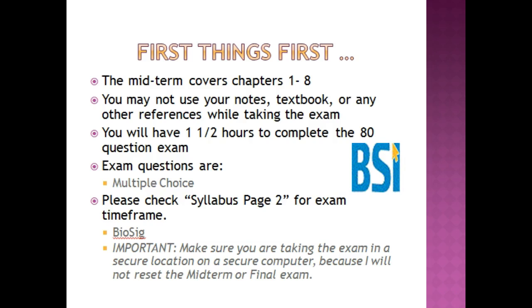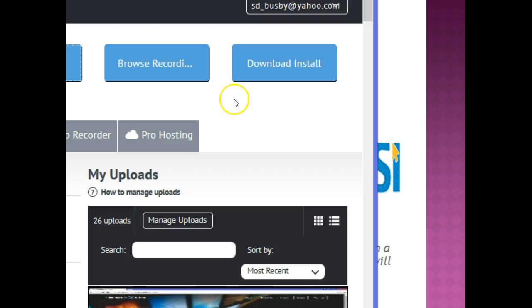Now, when you go to take the exam, you're going to see this icon that I have right here, that BSI. And remember, I talked about this in your course orientation, and BSI is that BioSig identity verification. So when you're in the course, you're going to click on exams in the left-hand side of the main course screen. And let me see if I can actually show that to you really quickly.